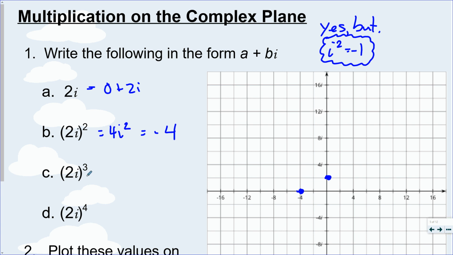What about 2i to the third power? Well, let's see. You get 8i to the third, because you can distribute the power. Now, you might remember, what about i to the third? What happens there? Well, you can break this down as 8 times i squared times i. That's a negative 1, so this becomes negative 8i. Huh.